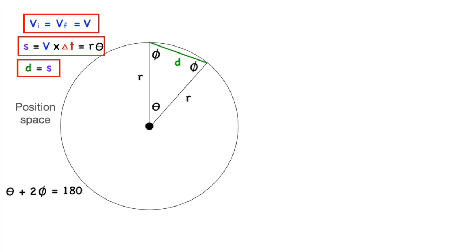Rearranging, we get phi equals the quantity 180 degrees minus theta, all divided by 2. We'll come back to this later. For now, let's add the velocity vectors back in. And now we are going to move them into vector space.